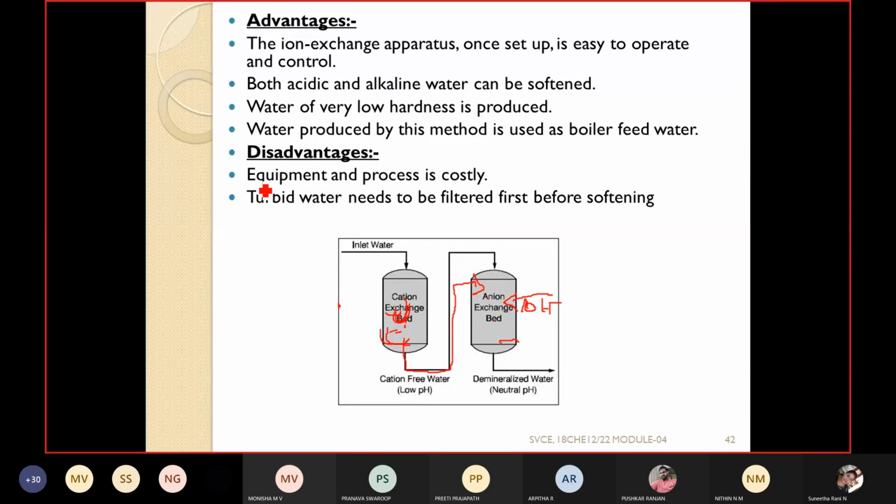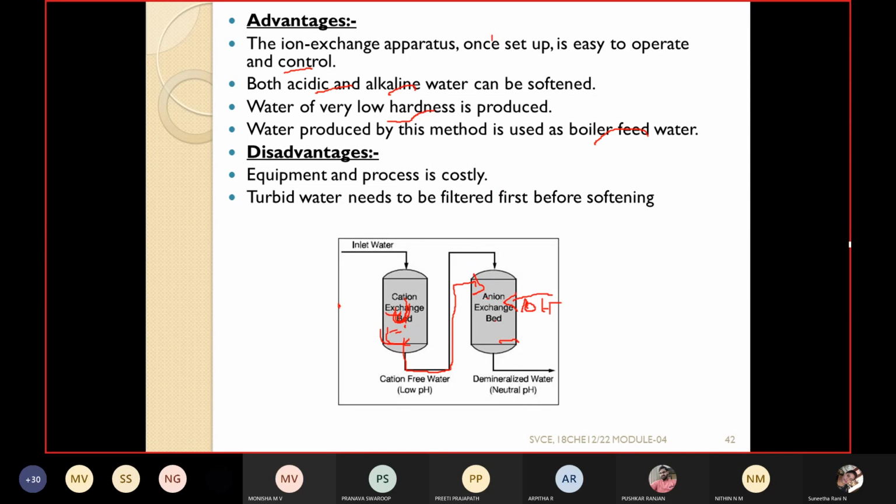So what are its advantages? Once it is set, ion exchange is easy to operate and control, with no need to change again and again. Both acidic and alkaline water can be softened, which is called softening of water, and very low hardness can be produced. The water produced by this method is used as boiler feed water. Recently we studied about boiler feed water and boiler corrosion, right? After this ion exchange process, the soft water generated can be used as boiler feed water. The disadvantage is that the equipment is very costly.